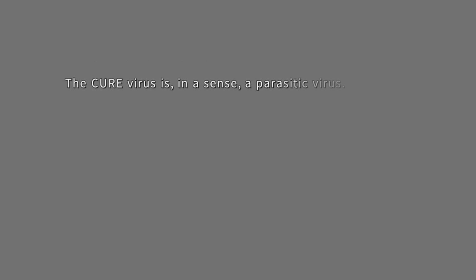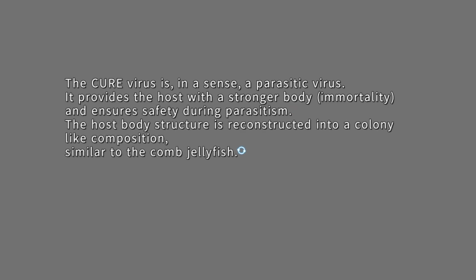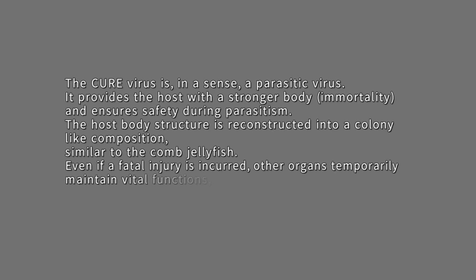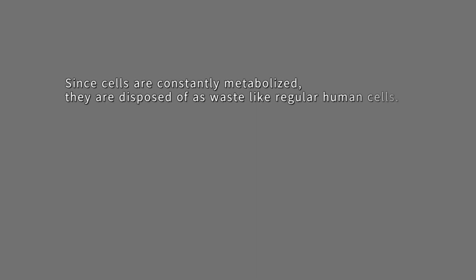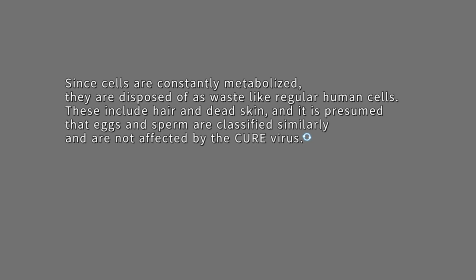Whatever. The Curie virus is in a sense a parasitic virus. It provides the host with a stronger body, immortality, and ensures safety during parasitism. The host body structure is reconstructed into a colony-like composition similar to a comb jellyfish. Even if fatal injuries occur, other organs temporarily maintain vital functions, during which time regeneration can occur. Since cells are constantly metabolized, they are disposed of as waste like regular human cells. These include hair and dead skin. It's presumed that eggs and sperm are classified similarly and are not affected by the Curie virus.